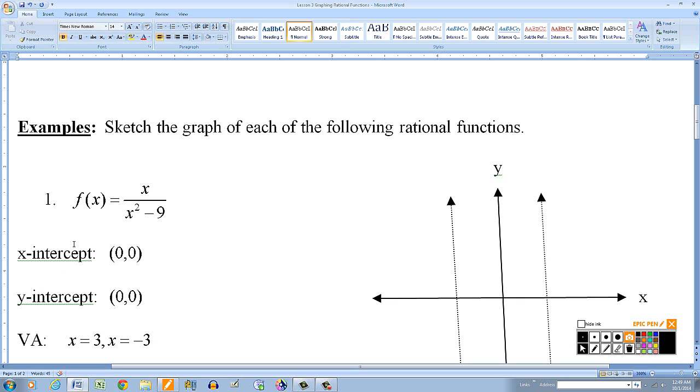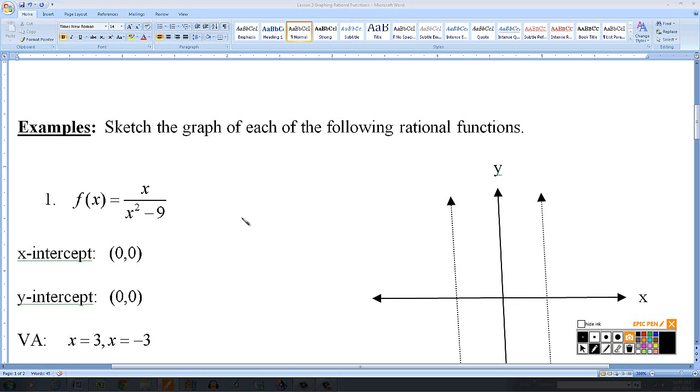So in this particular case, we want to find the x-intercept. The x-intercept is obtained by replacing the y by 0. In this case, f of x is the y, so put a 0 right here. I want to know, when is this thing equal to 0? Well, because it's a fraction, it's equal to 0 when the numerator is 0. The numerator will be 0 at 0. So (0, 0) is the x-intercept.